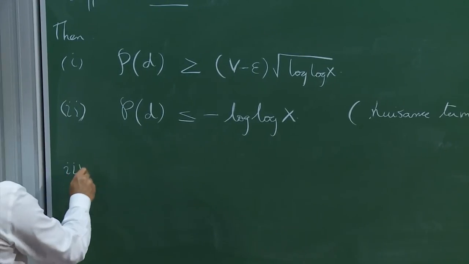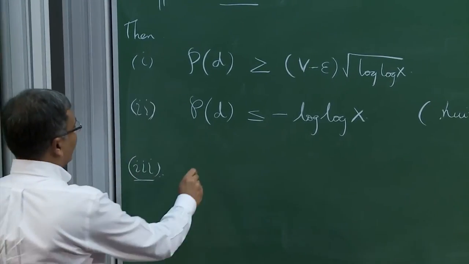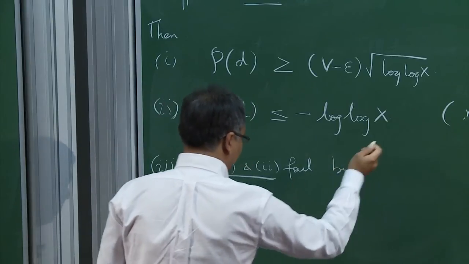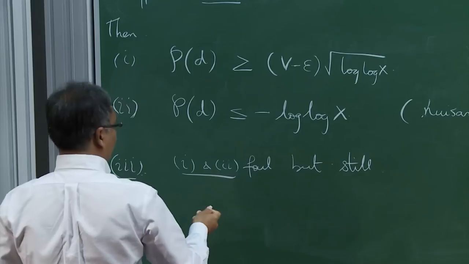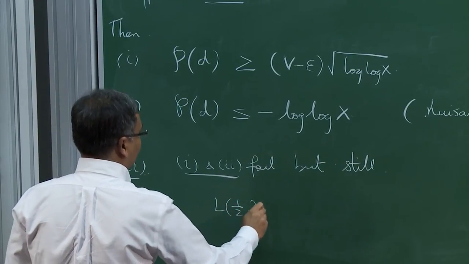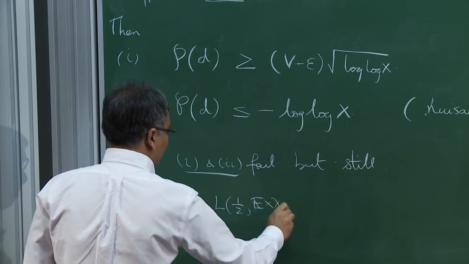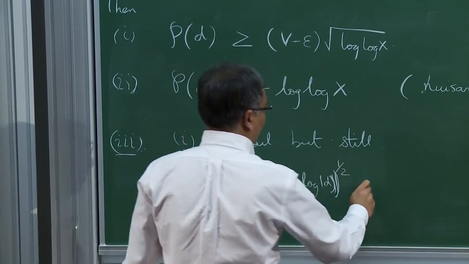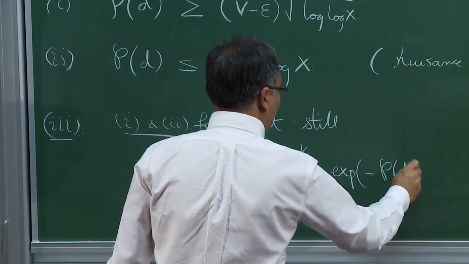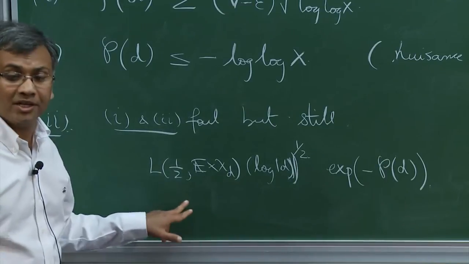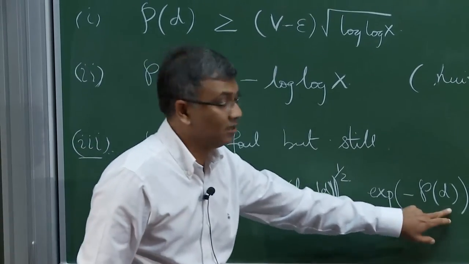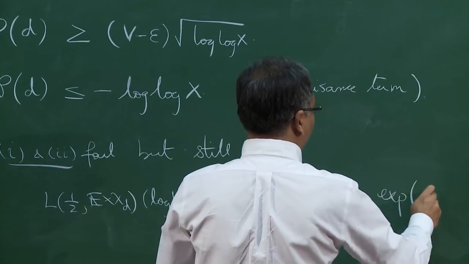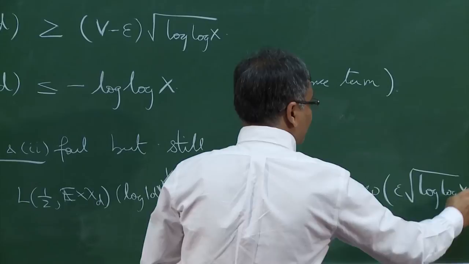Or what must happen is that one and two fail, but it still happens. It still happens that if you take L half of E twisted by chi d times log d to the half, that's the mean, times x to the P of D minus P of D, so the assumption is that this quantity is big, and we are also assuming that this quantity is not too small. So this quantity must still be bigger than the exponential of epsilon times square root of log x. So this must still be pretty big.